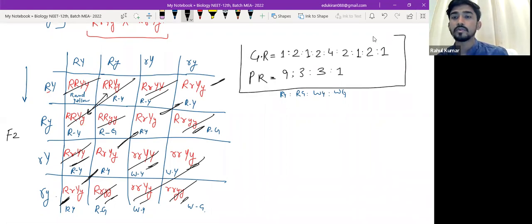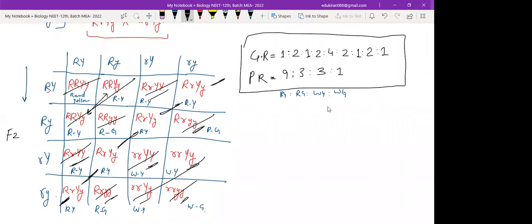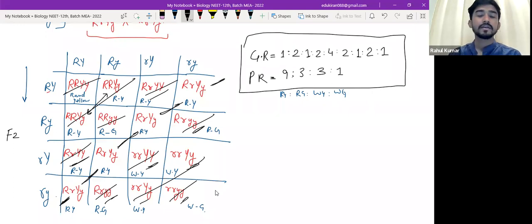In F2, this is the genotypic and phenotypic ratio in a dihybrid cross. Is it clear? Yes, sir. Now, dihybrid crosses you have to pay more attention to when you are making them, but there are certain shorthand tricks. Towards the end I will give you all those tricks in hand notes, but you have to understand what we are doing fundamentally first.